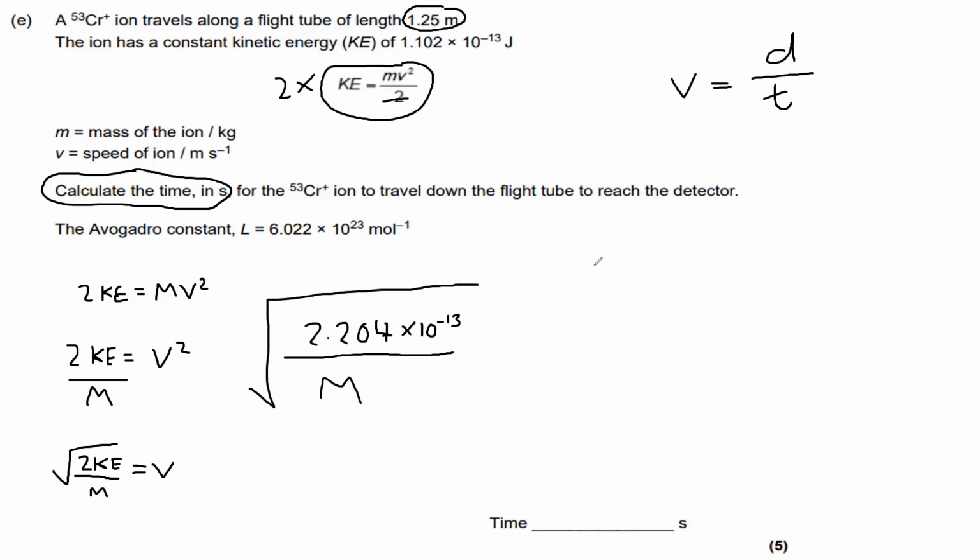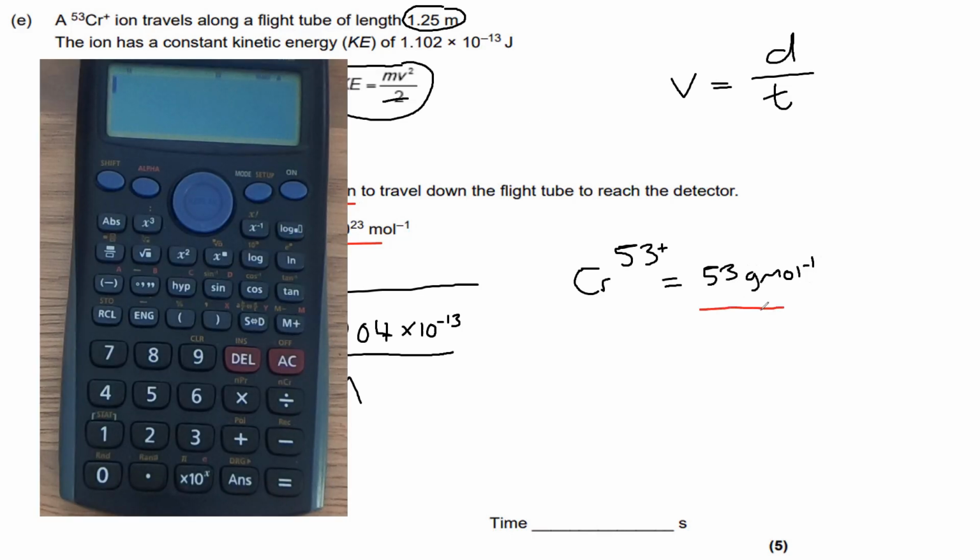This bit some people find a little bit tricky. It's a chromium positive ion, but we know the chromium ion has a mass number of 53 grams per mole of chromium 53. Well, this question is not asking about a mole. This question is actually asking us about a chromium ion, so a single unit of that mole. And we know that mass has to be in kilograms. So what I want to do here is convert this into kilograms. And in order to do that, I'm going to divide by 1,000.